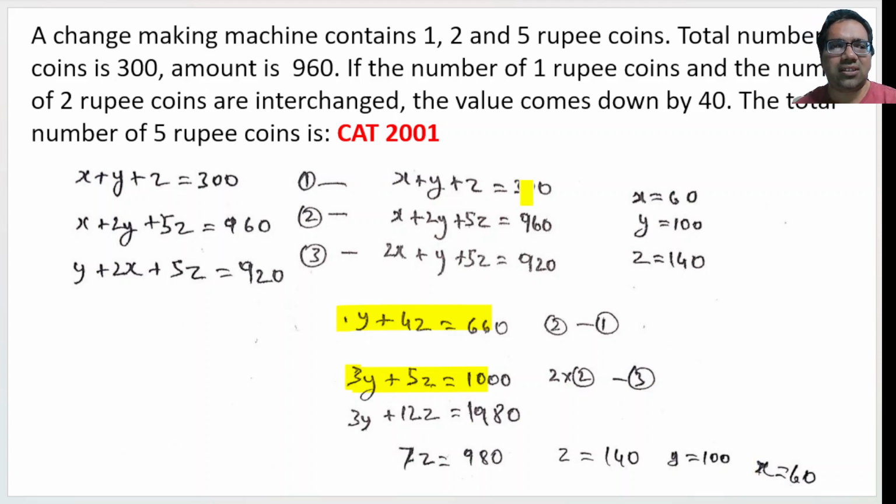And x plus y plus z is 300. 140 plus 100 is 240, so the remaining x should be 300 minus 240, which is 60. So there are essentially 60 1 rupee coins, 100 2 rupee coins and 140 5 rupee coins. This is that simple problem. The only thing is we need to be able to write these equations and solve. Right, guys? Thank you.